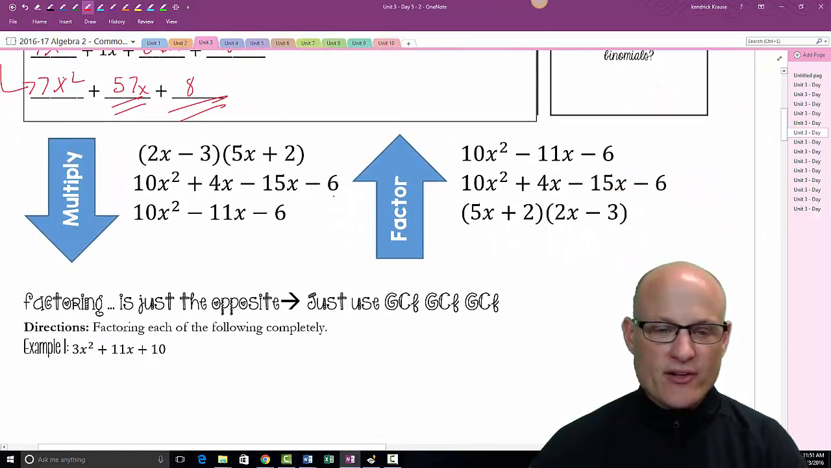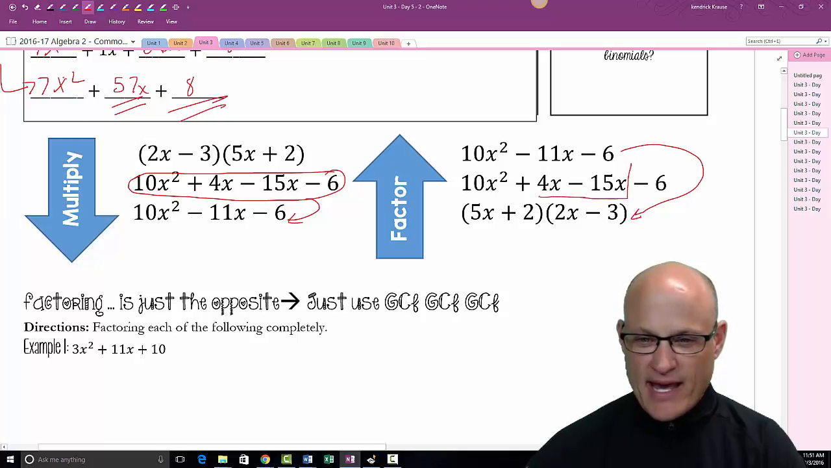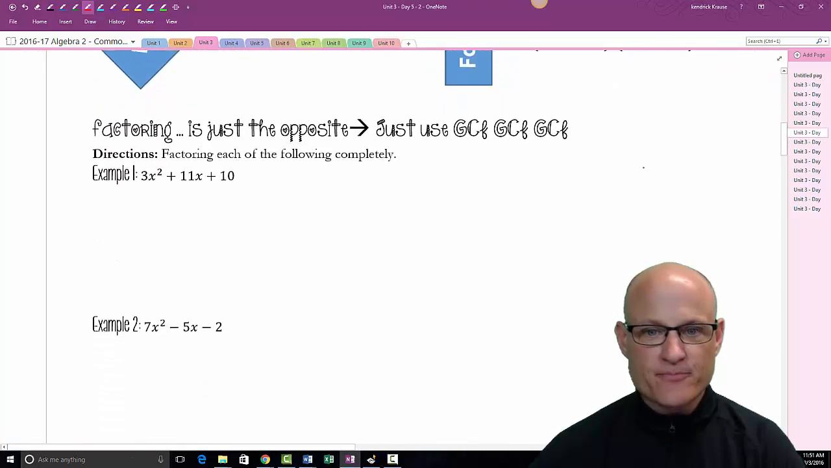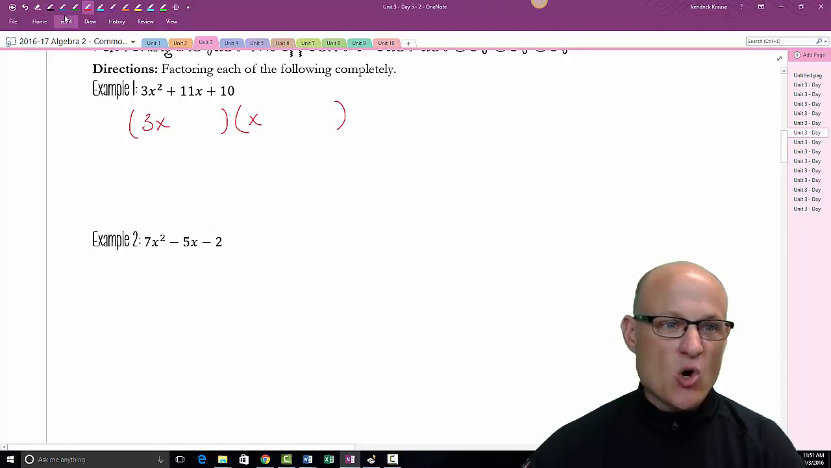The only thing I really kept this around for is to show how we double distribute. We go through this step, and then we go to here. I'm going to teach you to go from here directly to here while doing this math more than likely either in your head or off to the side. So let's see how this works. We're going to do two sets of parentheses: 3x and x. The only way to multiply to 3x squared is 3x times x.